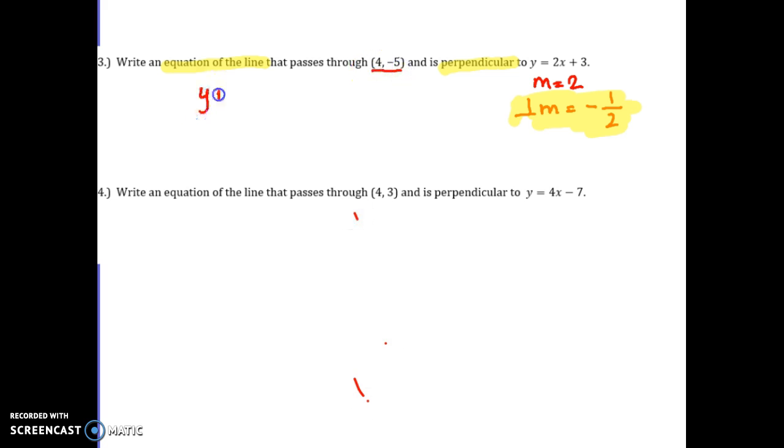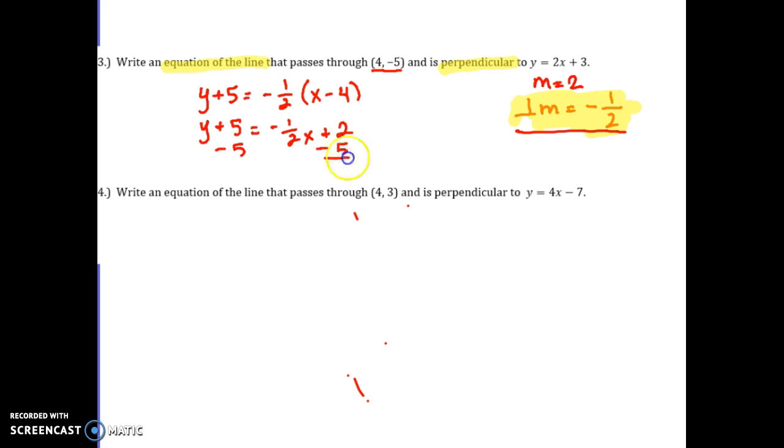So we're going to pass through this point. It would be y plus 5 is equal to -1/2 times x minus 4. Notice we use that -1/2 slope. So we distribute: y plus 5 is equal to -1/2 x plus 2. Subtract 5 from both sides, and I end up with y is equal to -1/2 x minus 3. This would be a good place to pause and try number 4.